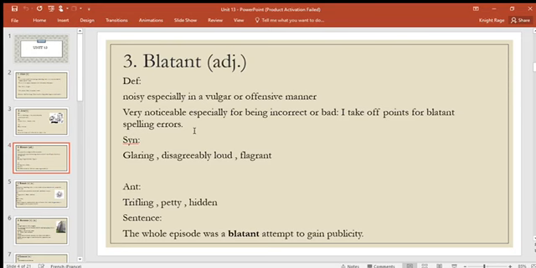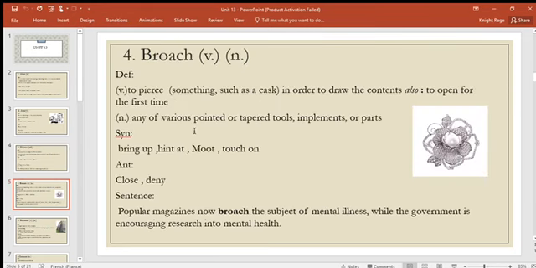Word number 4, broach. Broach. It's a verb and a noun. As a verb, it means to pierce something, such as a cask, in order to draw the contents, to open for the first time. As a noun, any of various pointed or tapered tools, implements, or parts.